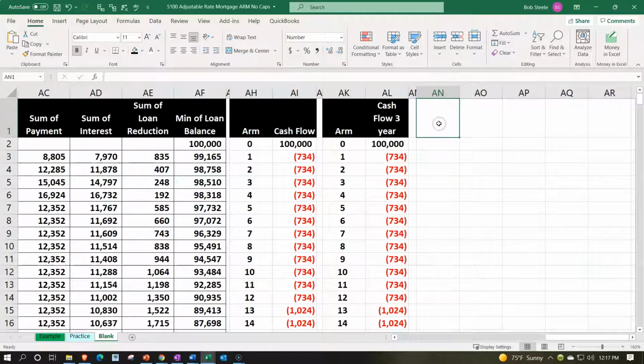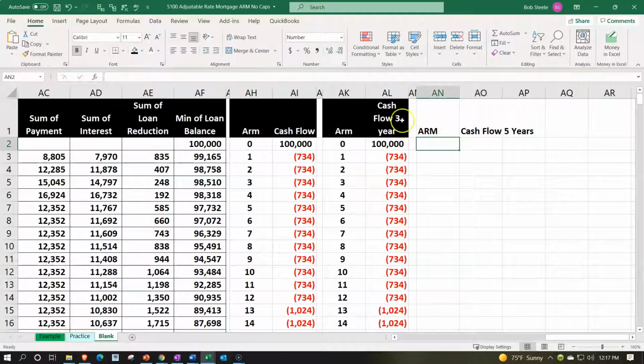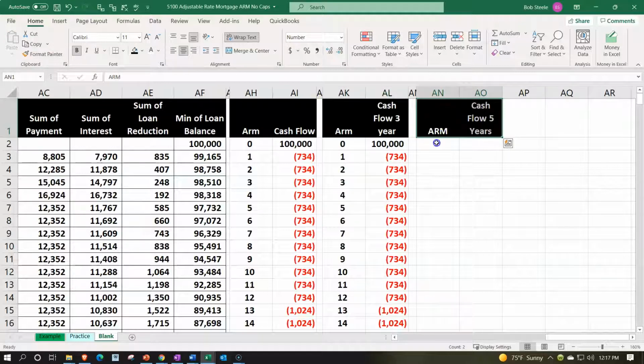So we're going to say this is going to be the ARM cash flow 5 years. 5 years this time. Let's just go and paintbrushy this one: Home tab, clipboard, format painter. There we go. And then we'll copy this one down: 0, 1, 2, and select those 3. Autofill handle, we're bringing this on down.